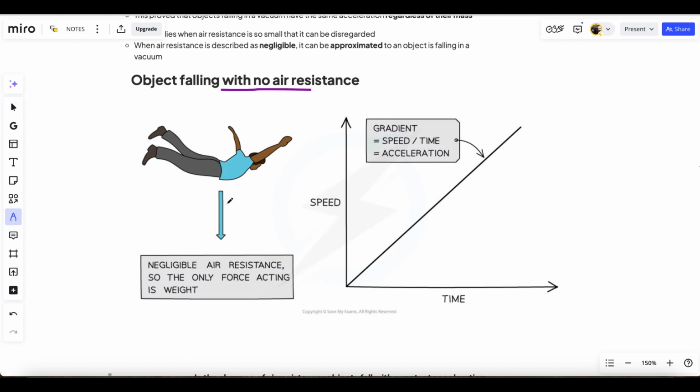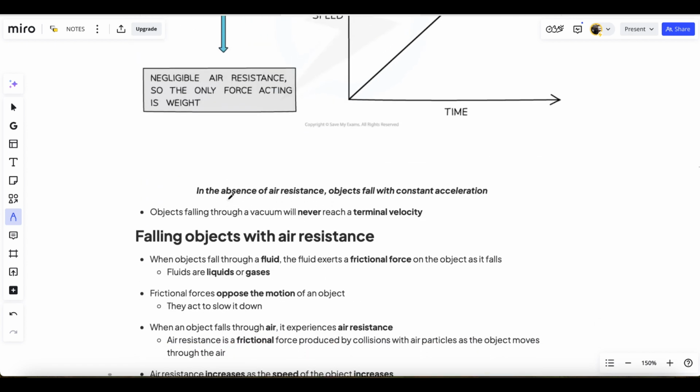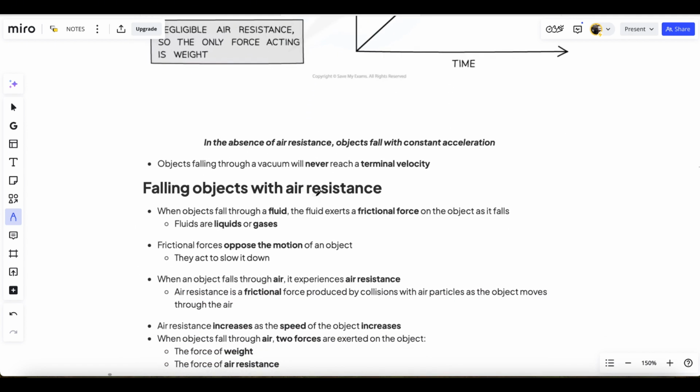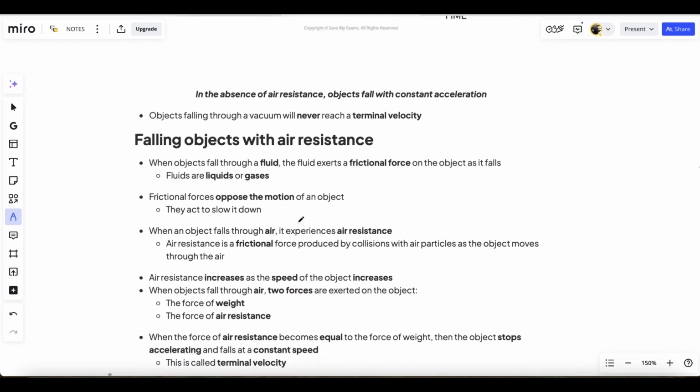These are objects that are out of the Earth's hemisphere, okay? But an object falling with air resistance is different. The motion will be different, right? Because there's a frictional force acting on the object. There's also fluid or gases in the atmosphere that act on the falling object, and there is a frictional force that opposes the motion of the object as it falls.